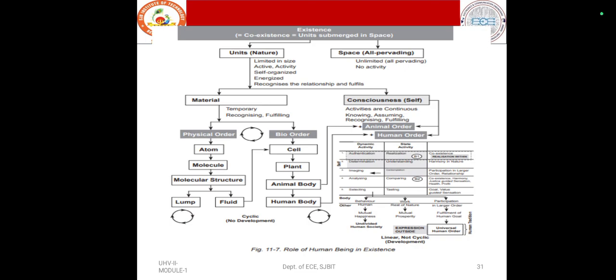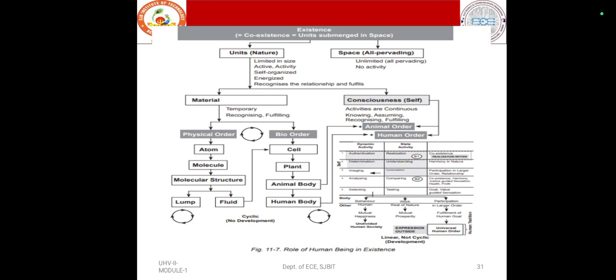It is something like this, units submerged in space. In this discussion, we can visualize the overall picture of the whole existence. So existence, coexistence, units submerged in space. On Earth, we can observe the expanse of material units from individual atoms of various types to various molecules, molecular structures, cells, cellular structures, and so on, as well as consciousness units, all submerged in space, all coexisting, recognizing and fulfilling each other. So at the base is the coexistence. It is unfolding in terms of units submerged in space.